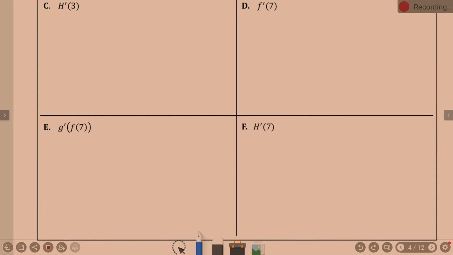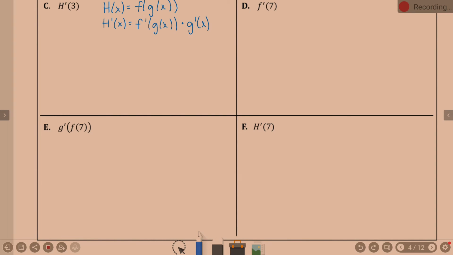So h prime of 3. Well, this is where you have to go back and think. What was h of x defined as? Yeah. H of x is defined as f of g of x. So how do I define the derivative of h of x? We're going to have to do derivative of the outside times derivative of the inside.